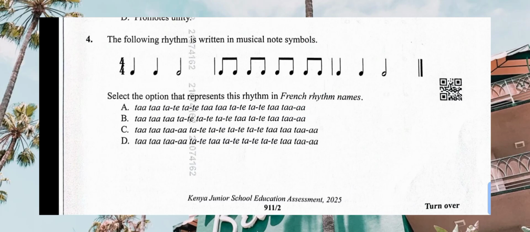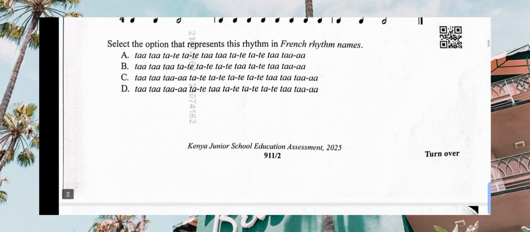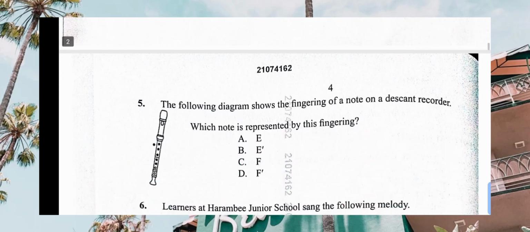Let's look at A, ta, ta, tate. No, that one is wrong. B, ta, ta, ta. That is wrong. C, ta, ta, ta-a, tate, tate, tate, tate, ta, ta, ta-a. Yes, the correct answer for number 4 is C. C is very correct.